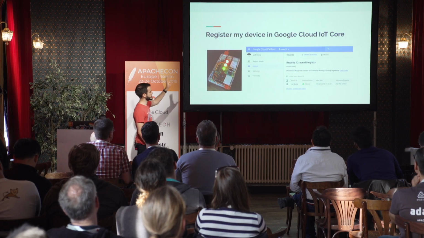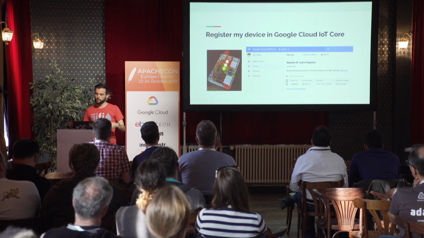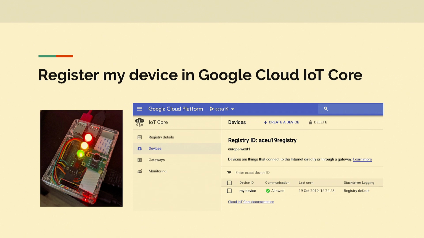Okay, so the first step is to actually create a dataset and register your device. I won't go into the details, but in Google IoT Core, you can set up your registry, which is the collection of devices you want to manage. Then you register your device with the TLS certificates for identification, authentication, and stuff like that.